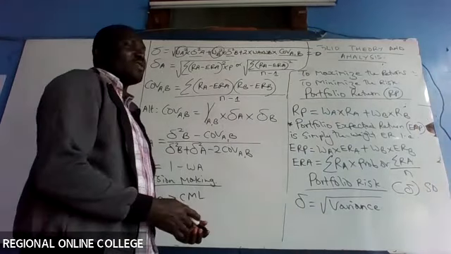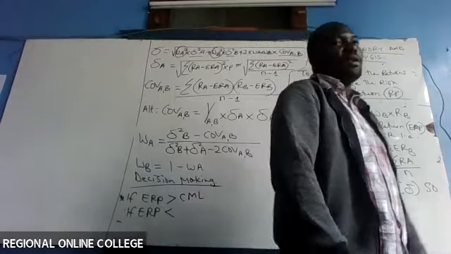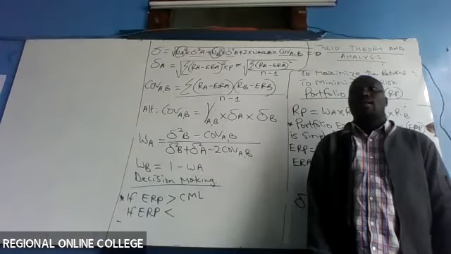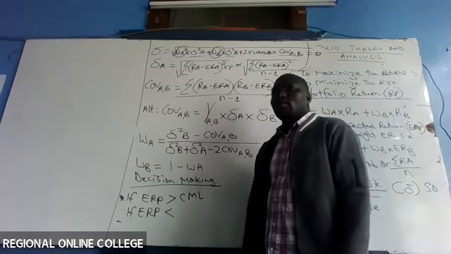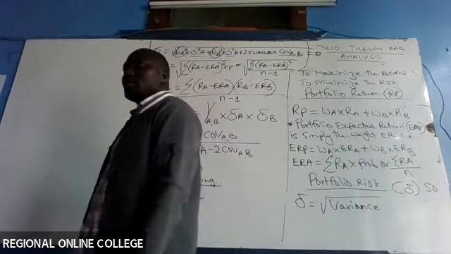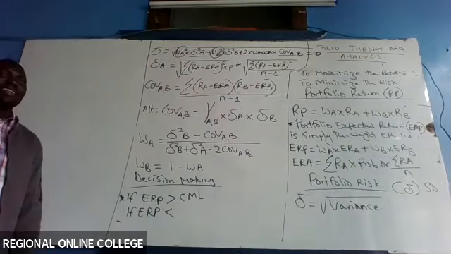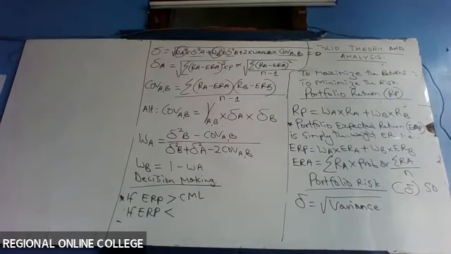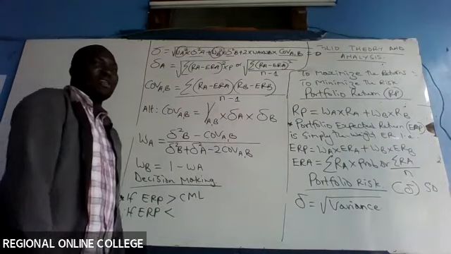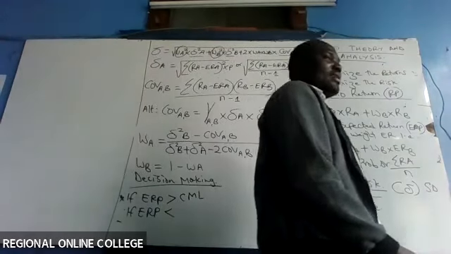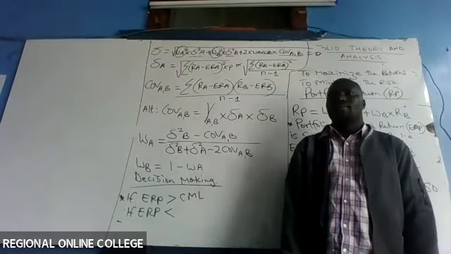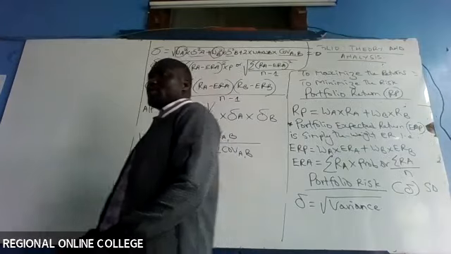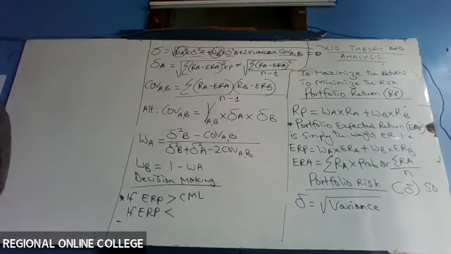The next one: if the expected return of the portfolio is equal to the CML, that's when the portfolio is correctly valued, efficient. So that one, we buy.